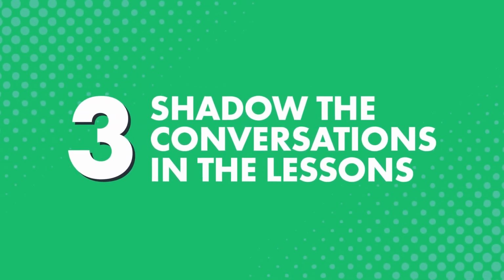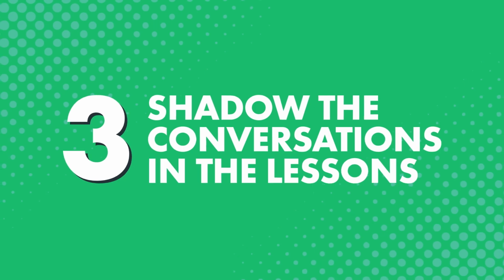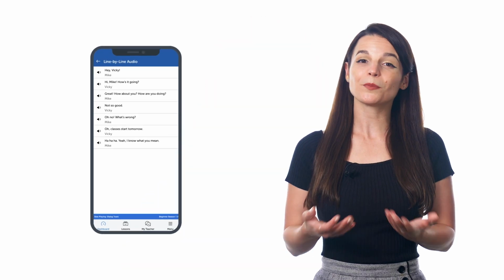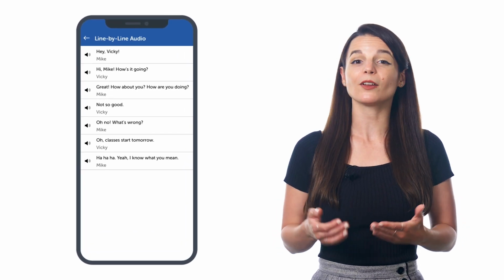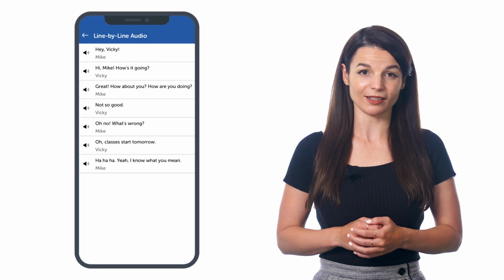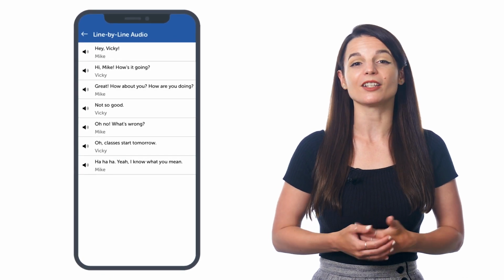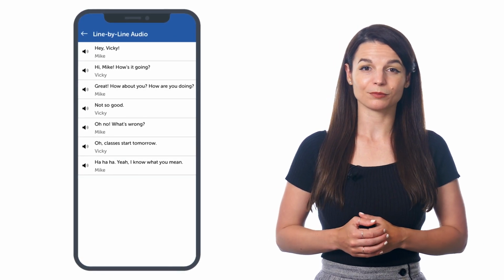Third, shadow the conversations in the lessons. Meaning, repeat what you hear out loud. And you can practice shadowing easily with the line-by-line audio dialogue that breaks down the conversation into individual lines. Just press the speaker icon to hear the audio and repeat the line.